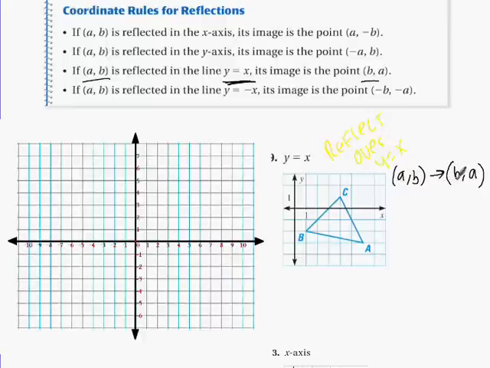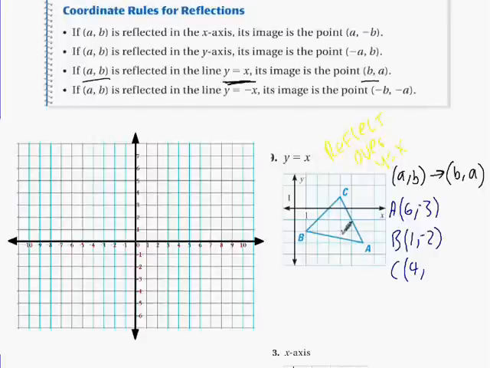So here we go. I have A, which is 6, comma negative 3. And I have B, which is 1, comma negative 2. And I have C, which is 4 comma 1. Right? 4 comma 1. And let's reflect it over y equals x. Okay, so we are going to have A prime, B prime, and C prime.